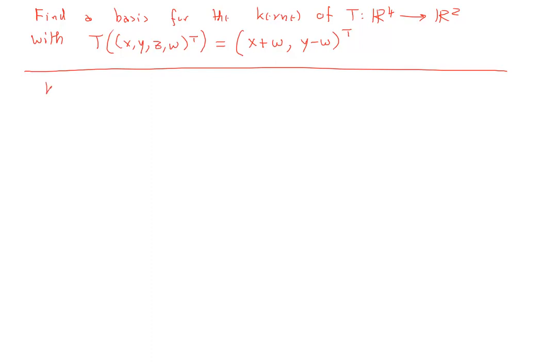So the kernel of T will be all x, y, z's, and w's. What does it mean for T of this vector to be equal to 0? It means that the first coordinate has to be equal to 0, and the second coordinate has to be equal to 0. Do you all agree?